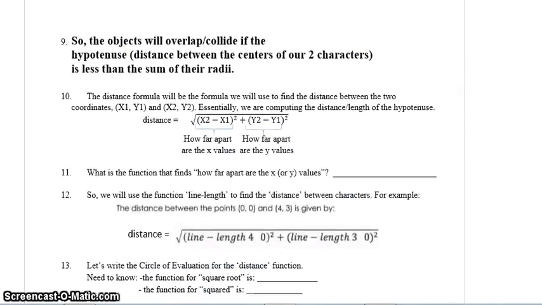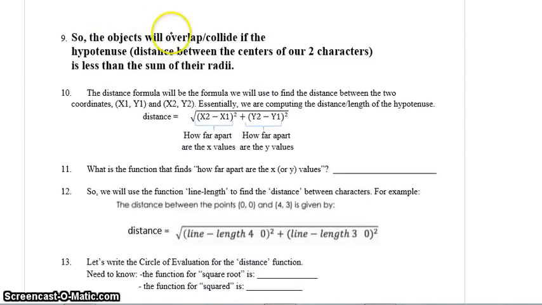Let's take a look at page 3. The objects will overlap or collide if the hypotenuse, the distance between the centers of our two characters, is less than the sum of their radii. So in number 10 we come across the distance formula, which hopefully you recognize from geometry.